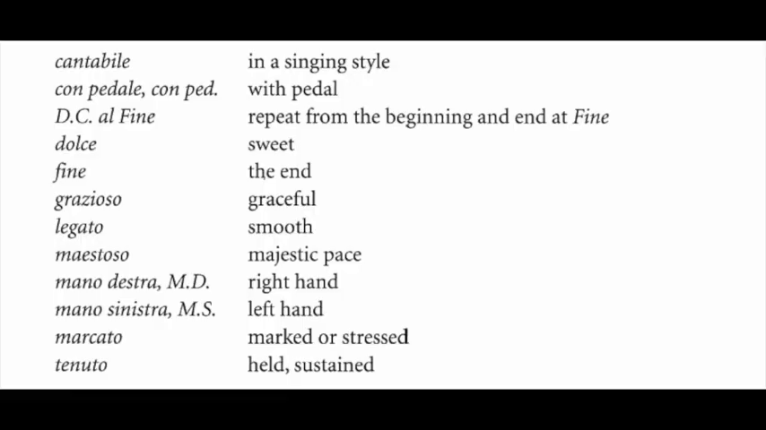At the bottom of page 34, you'll also see some Italian words to expand our ability to communicate in music. We have cantabile, which comes from the Italian word cantare, or to sing. It's in a singing style. Con pedale is with a pedal, so some instruments use pedals. Dal segno al fine translates, if we expand it, to da capo al fine, which means go back to the beginning and play until the fine or the ending. Dolce means sweet. Fine is end.